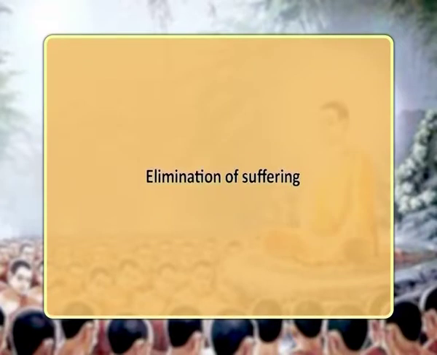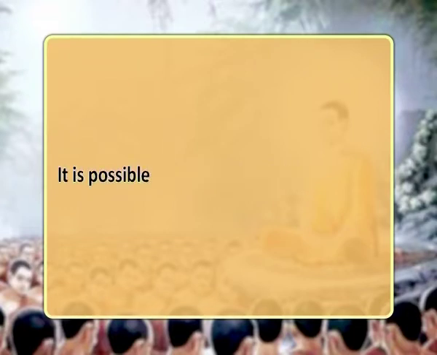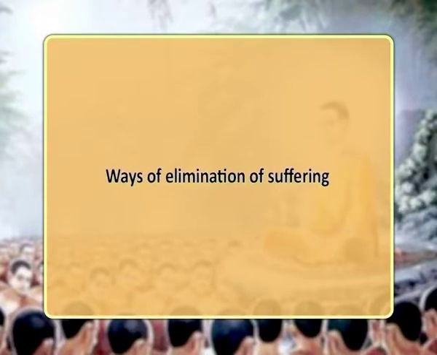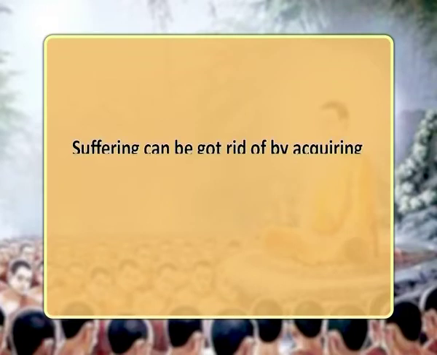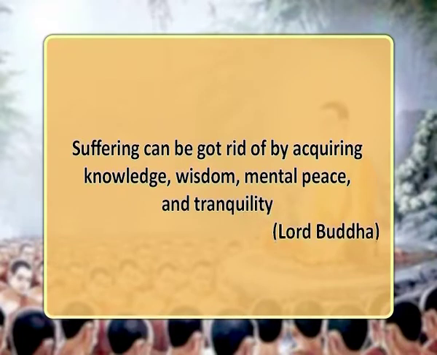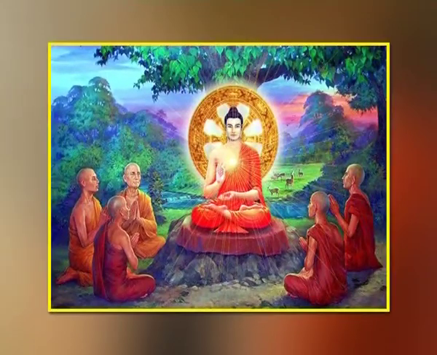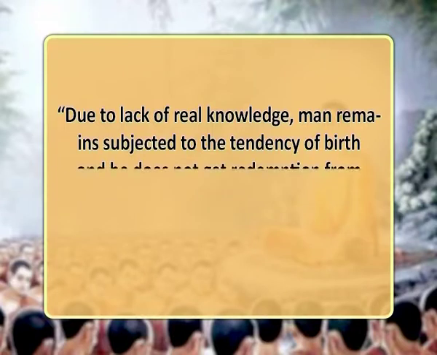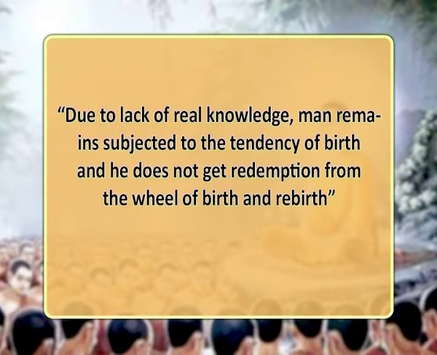Third one, elimination of suffering. It's possible to end the sufferings we have. And the fourth principle is ways of elimination of suffering. There are certain ways. Suffering can be got rid of by acquiring knowledge, wisdom, mental peace and tranquility. Regarding ignorance as the root cause of all this, Lord Buddha suggested some ways and means of getting rid of these and said, I quote, "Due to lack of real knowledge, man remains subjected to the tendency of birth and he does not get redemption from the wheel of birth and rebirth."